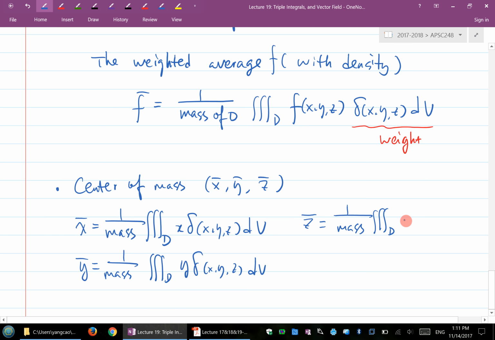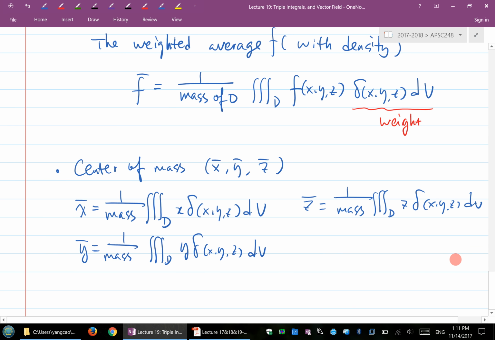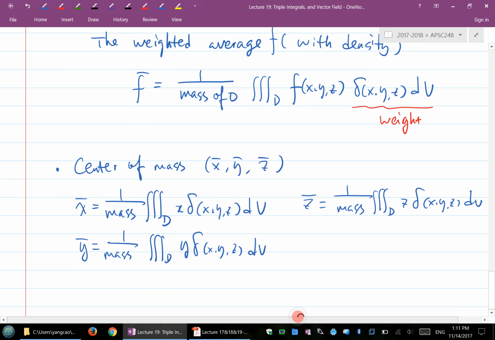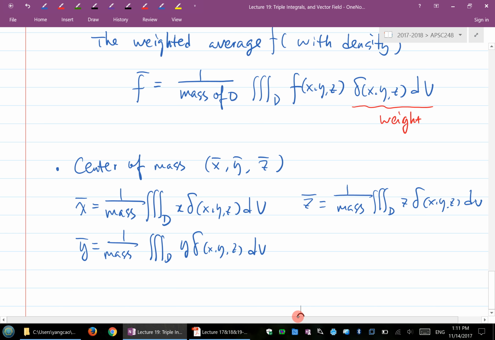Now all of this, you will have the formula in your formula sheet for the final exam, right? If you know one, you pretty much know the other ones for the center of mass. That's your center of mass. You can easily derive the center of mass from this weighted average formula right here.